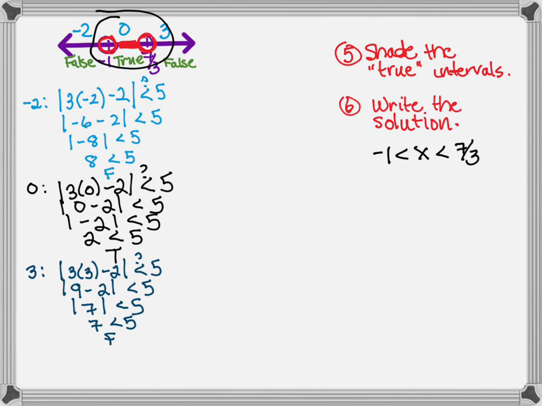In interval notation, we would write smaller number comma larger number, or -1 comma 7/3. -1 has an open circle, it's not included, so it gets a curved parenthesis. 7/3 also has an open circle, it's also not included, it also gets a curved parenthesis. So this is what our solution looks like in interval notation.